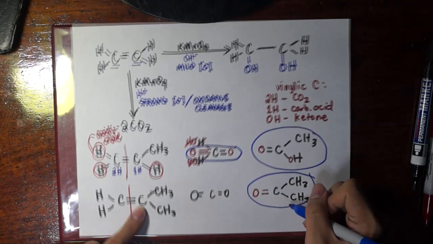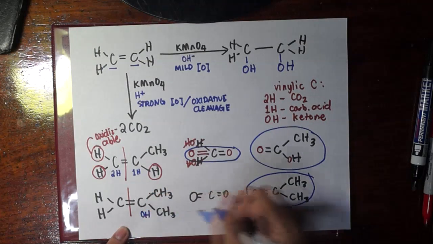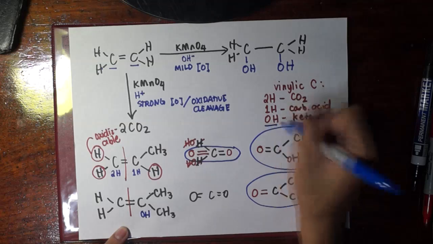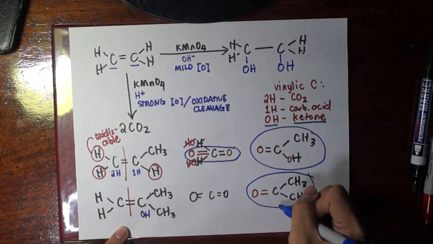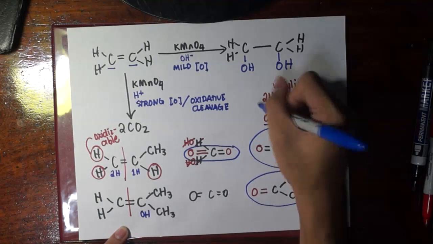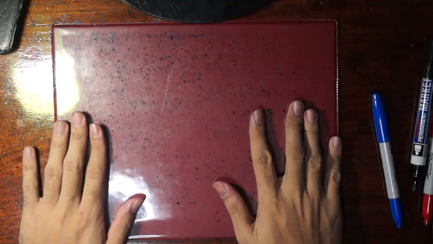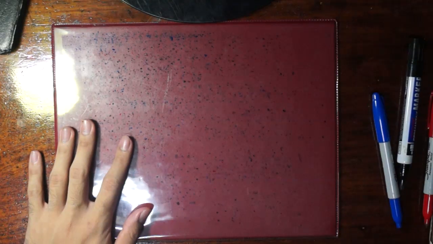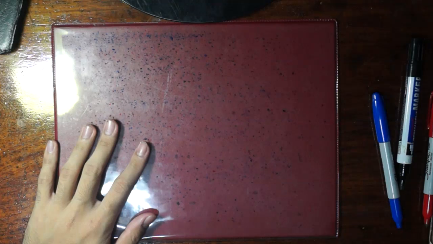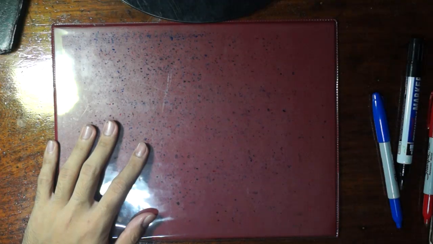Did we get it correct? This one has 0 hydrogens on the vinylic carbon. We have 0 hydrogens, we yielded a ketone. We yielded a ketone, right? So this is correct. So that's the general rule for oxidative cleavage. And generally, that's without certain special cases of reactions. Those are the general reactions for alkenes.